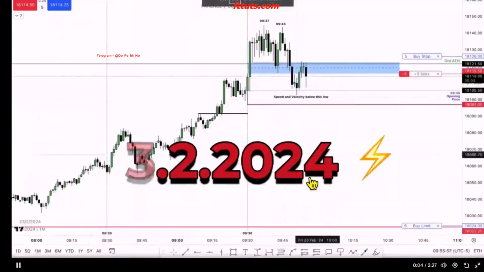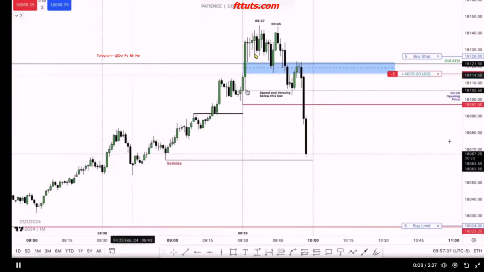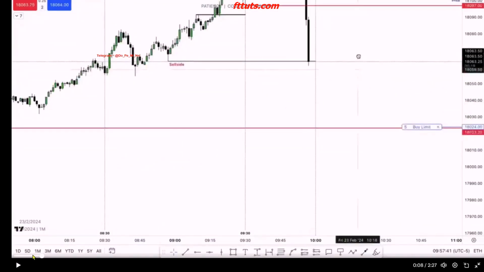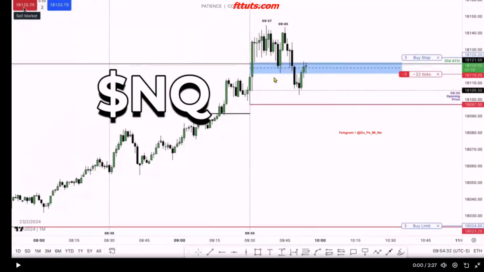And here we are in the third example of the market maker sell model executions. This was very quick from the entry because I entered inside of a retracement into this BC, this inversion value gap, and into the low of this candle right here.